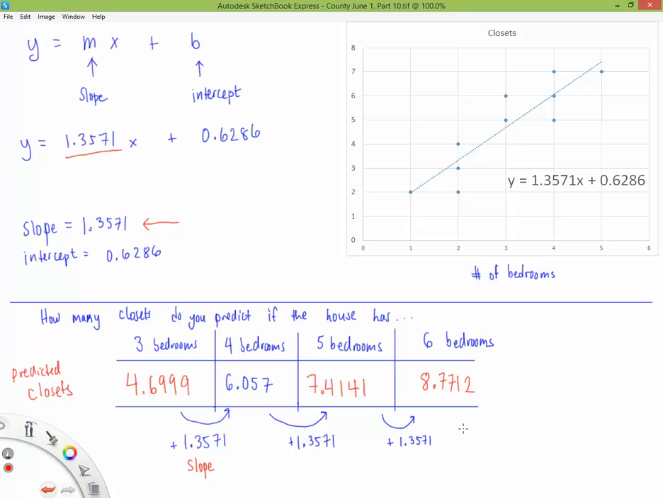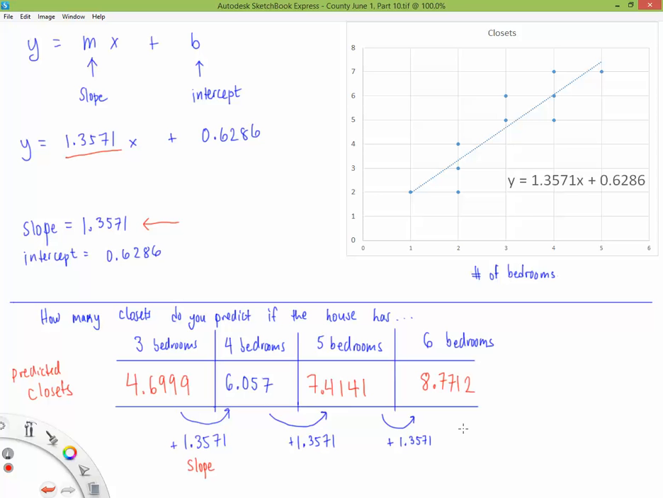Okay, so another way to think of this is that our prediction increases by the amount of the slope when I add 1 to the x variable, in our case bedroom. So if I add 1 to x, or if I add 1 bedroom, my prediction for closets goes up by the slope. Okay? That's an important interpretation.